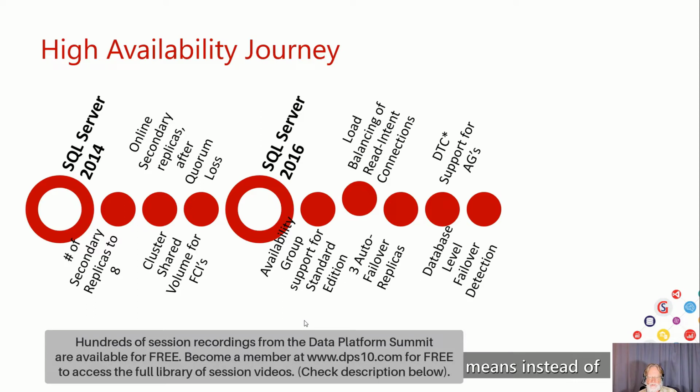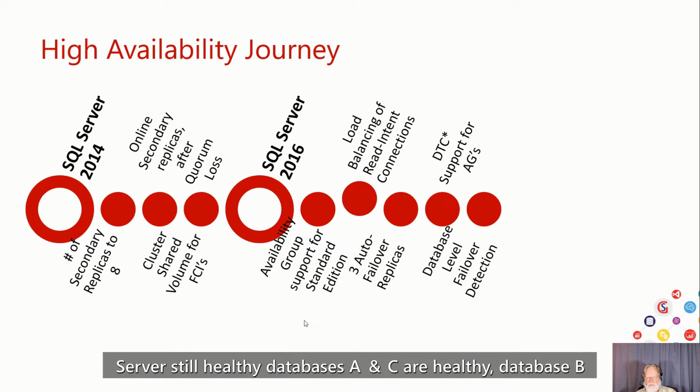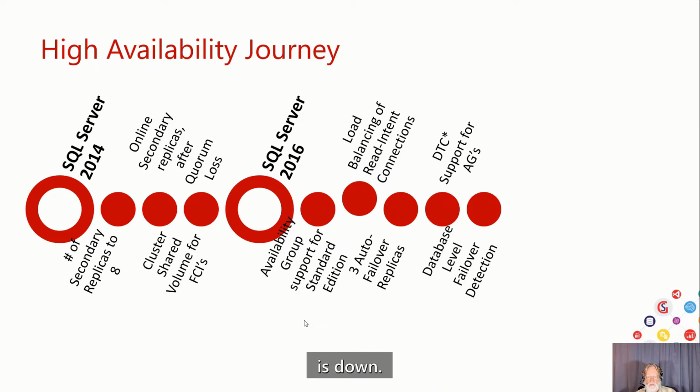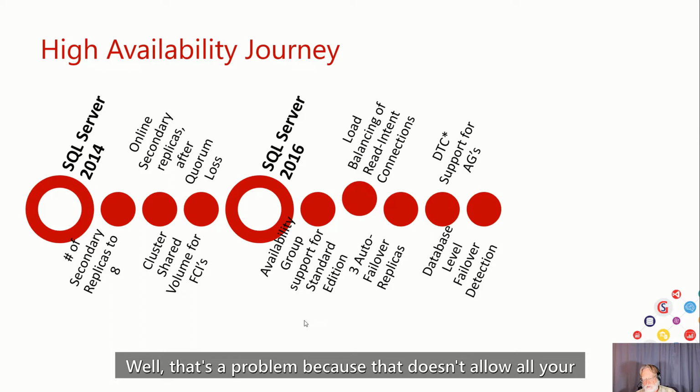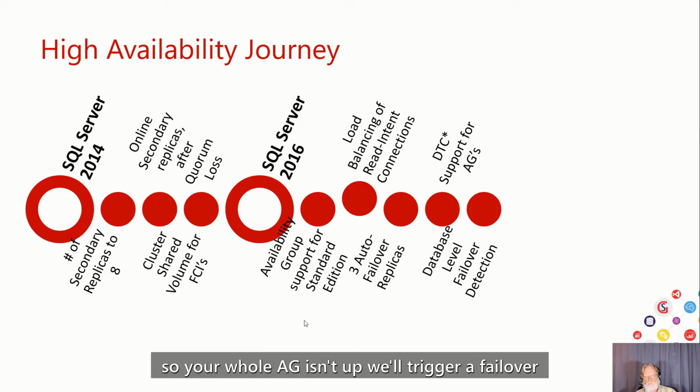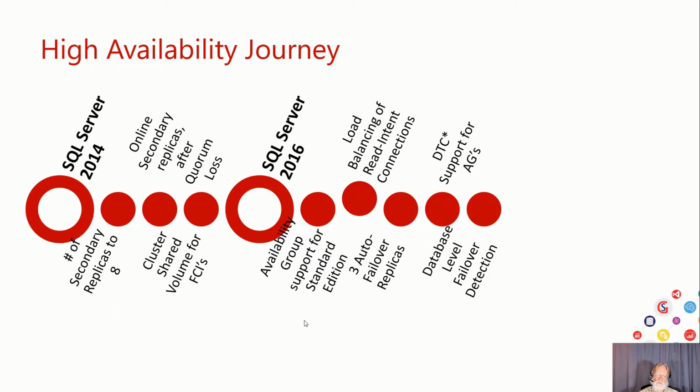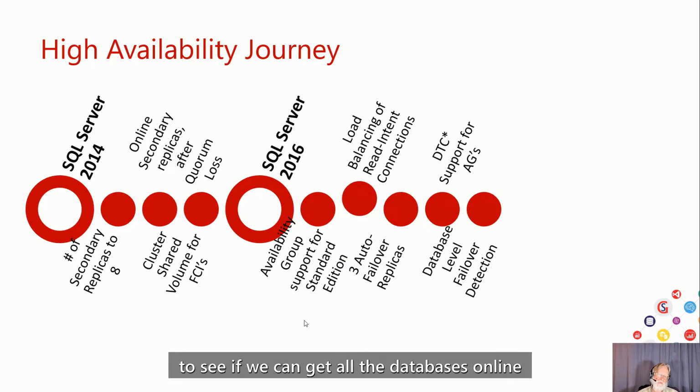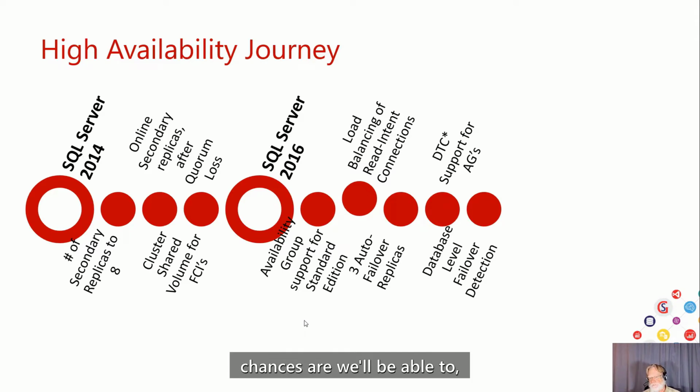Database level failover detection. So now that means instead of just looking at the health of the server to trigger failover, we're also going to look at the health of the component databases. So if you have an availability group that has databases A, B, and C, server is still healthy, databases A and C are healthy, database B is down. Well, that's a problem because that doesn't allow all your applications to work, so your whole AG isn't up. We'll trigger a failover to see if we can get all the databases online on the secondary. After we promote the secondary to primary, chances are we'll be able to, and so that's what that's about.